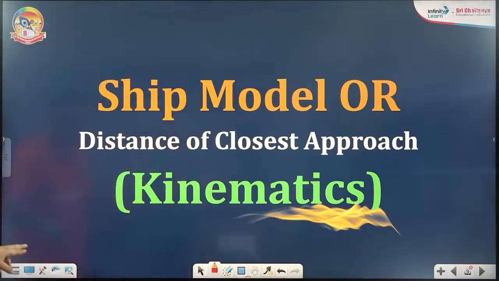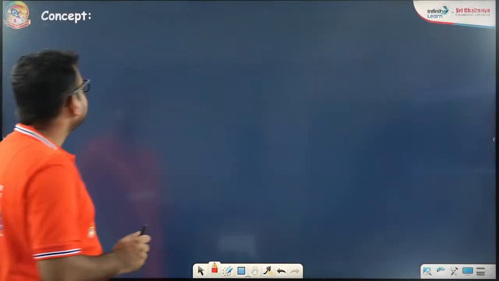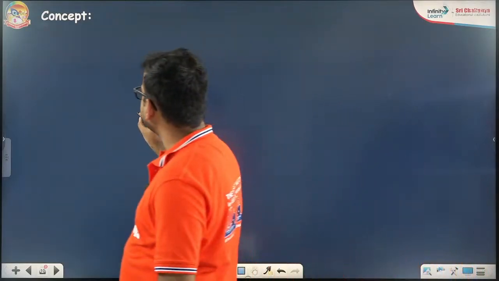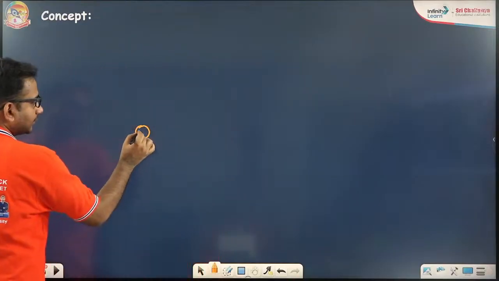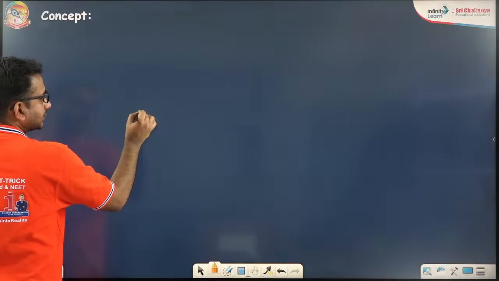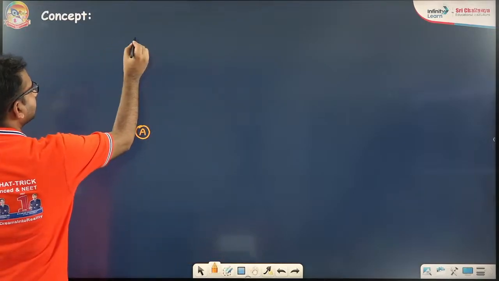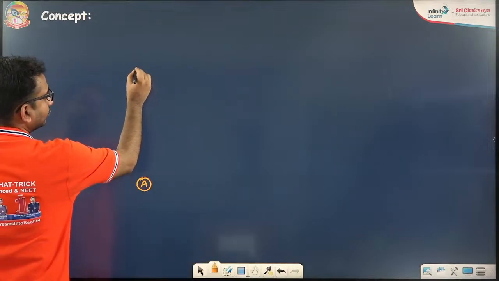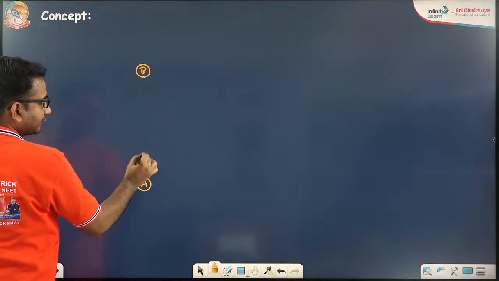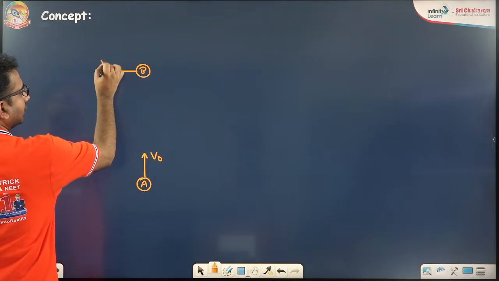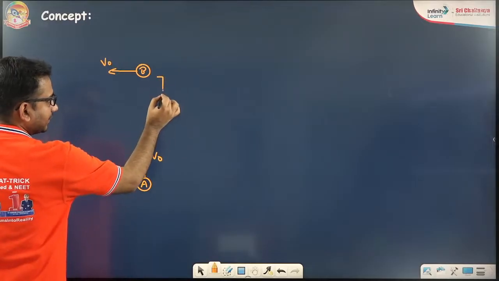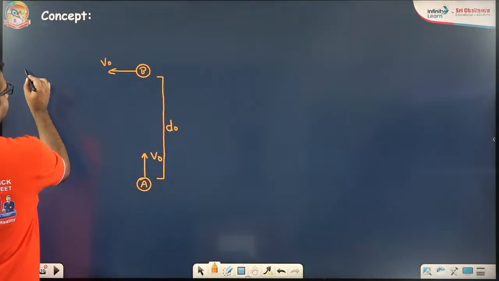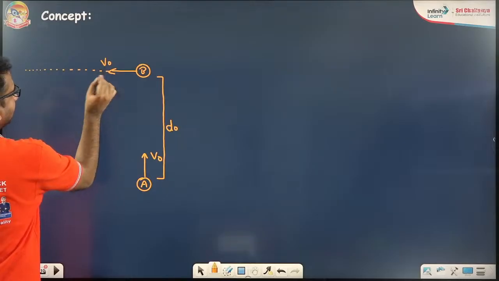Okay. So ship model. First of all, let me tell you the concept. What is the concept here? The concept is there will be two ships. Suppose they are in this direction. There is ship A moving with a speed V0, and there is a ship B, ship A over here, ship B over here. If ship A is moving with V0, ship B is moving perpendicularly to this V0, and the initial separation between them is D0.